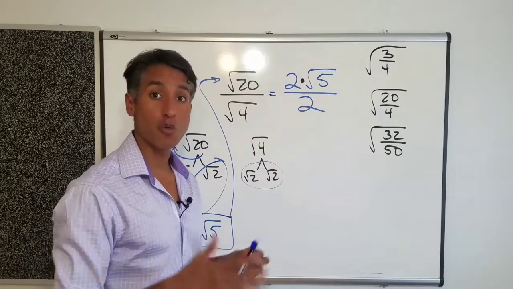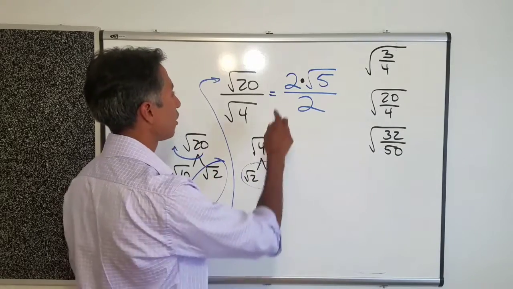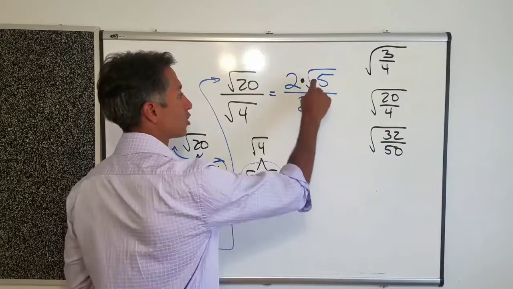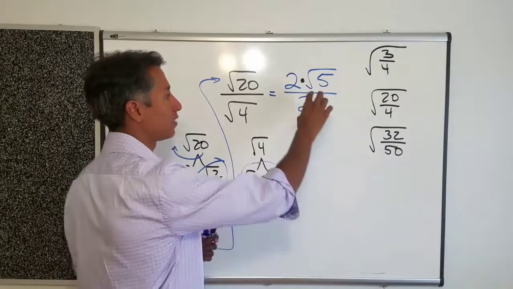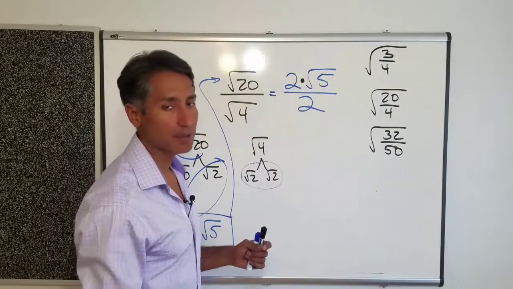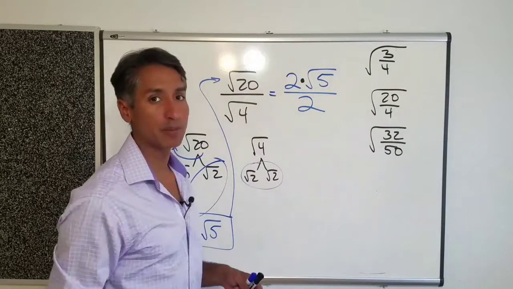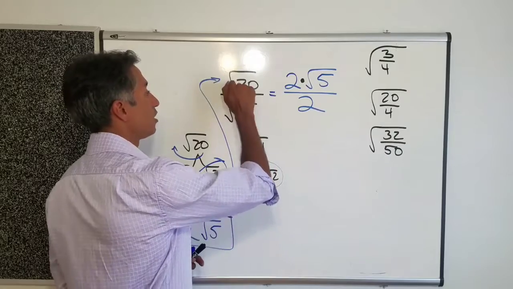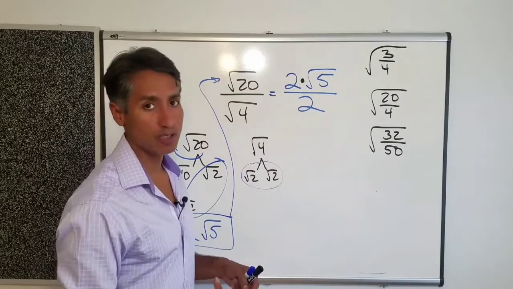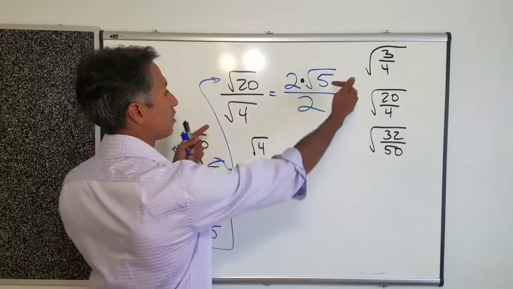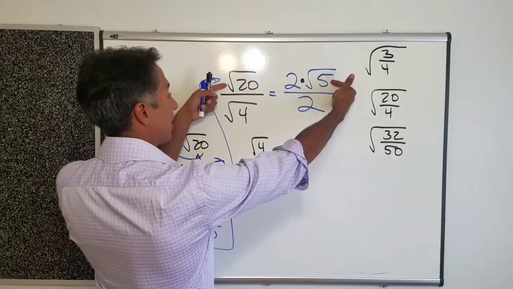And if you're not sure, you want to check, I always recommend, put that in your calculator. Depending on your calculator, put in square root of 5 times 2 equals, and see what you get. It'll be some crazy decimal. Then do square root of 20 equals, and the number you get here should match the number you get here.